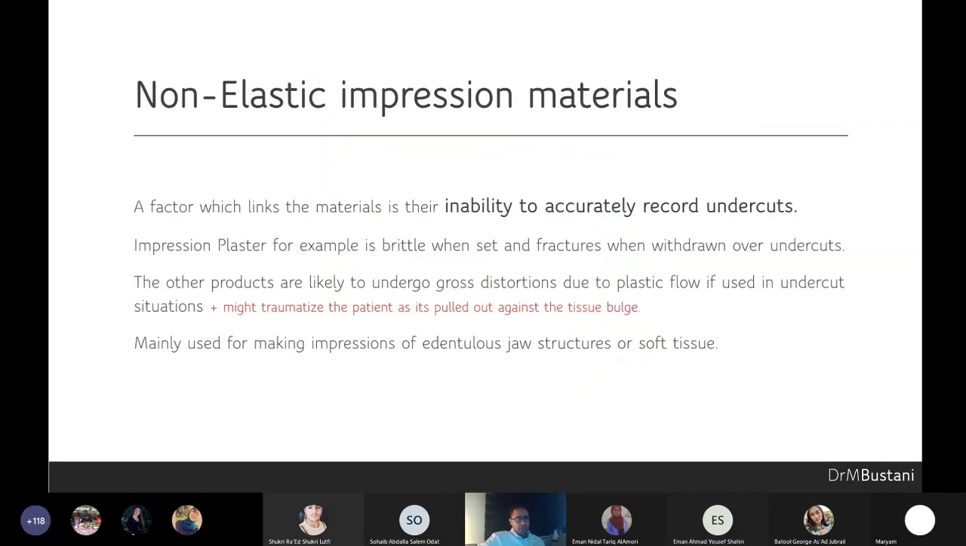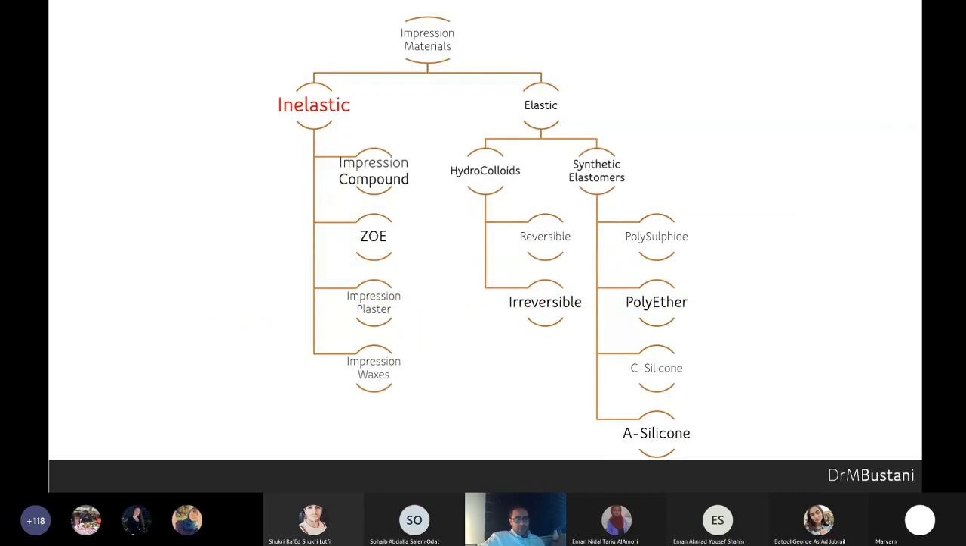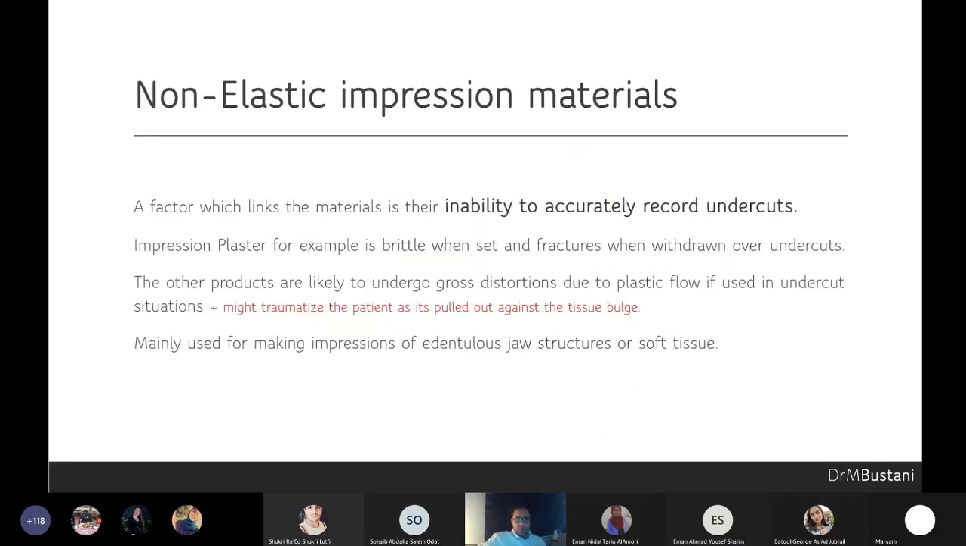Impression plaster, as I said before, is mainly used for flabby tissues as a special impression technique, but we don't use it much nowadays.